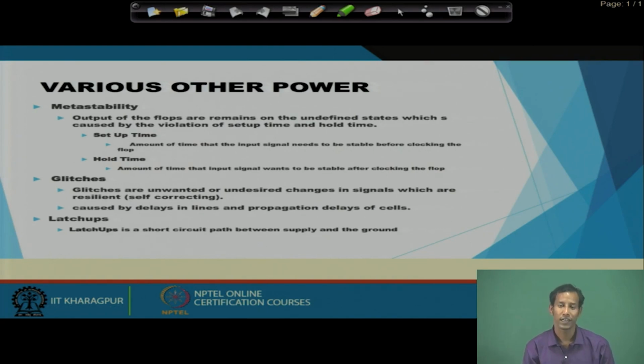Then there are various other power contributors. One of them is metastability. The output of the flops remains in an undefined state, which is caused by the violation of setup and hold. We know what setup and hold are, and in digital systems we can get this metastable state; that we have already seen. So if we get a metastable state in any digital circuit design, at that time it can create a lot of power consumption in the circuit.